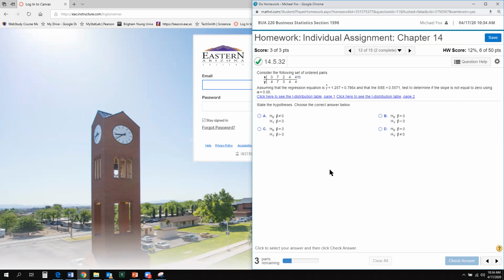So the first thing we have to do is state the hypothesis. If we're testing that the slope is not equal to 0, remember, that means our null hypothesis is that it is equal to 0, and our alternative hypothesis is that it is not equal to 0.